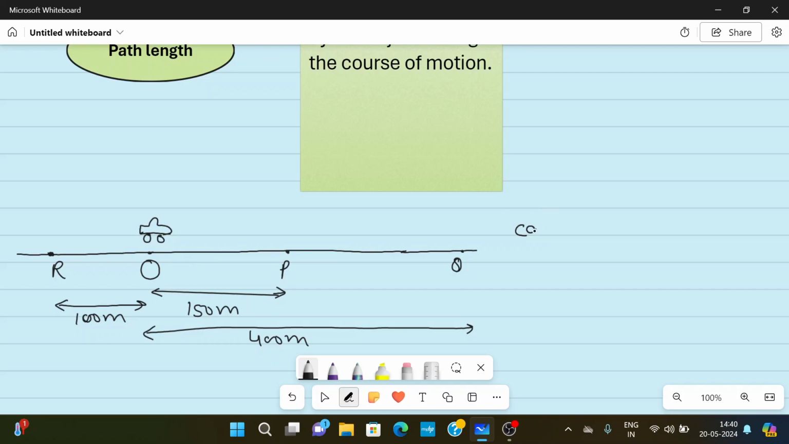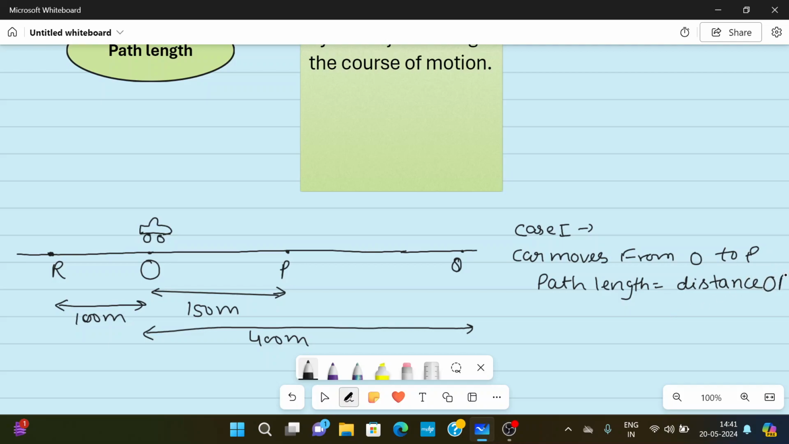In case 1, the car moves from O to P. So the path length in this case is the distance OP, which is equal to 150 meters. Consider the second case.